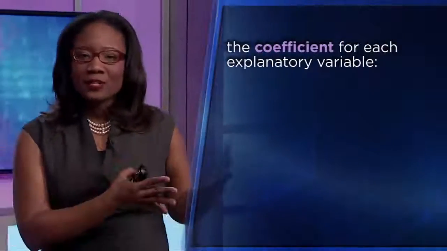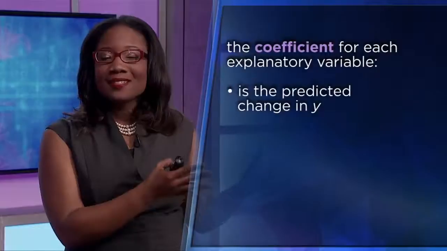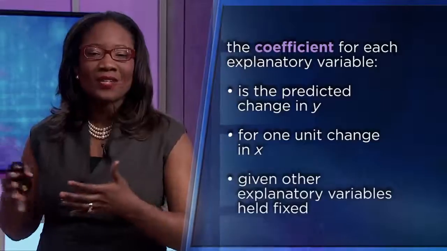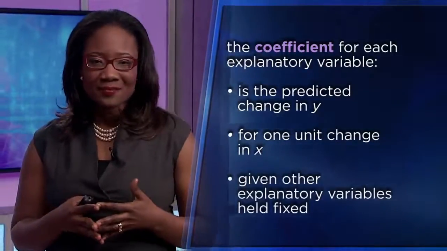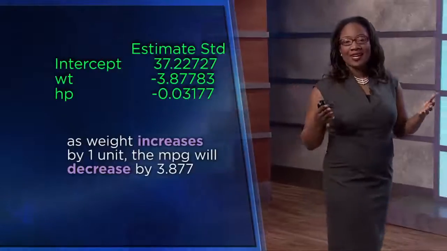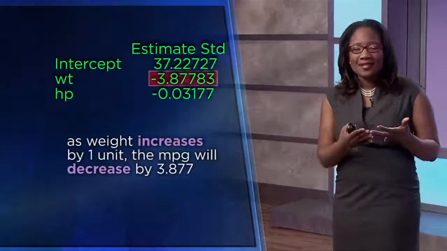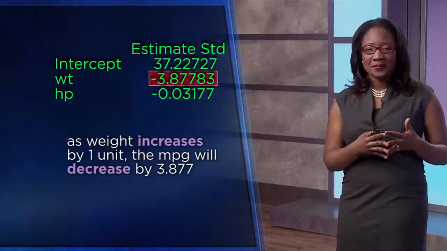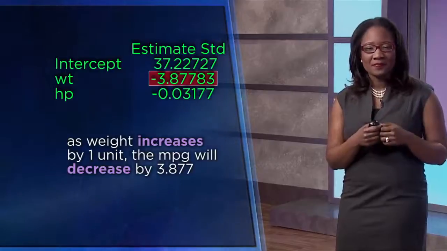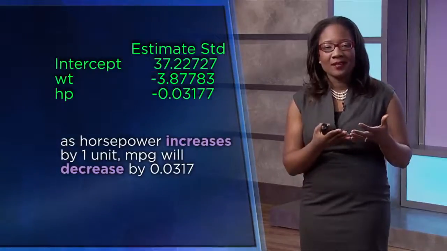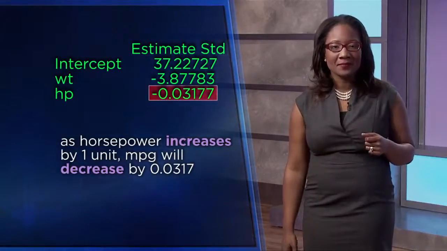Now, the coefficients for each of our explanatory variables. What do they do? The coefficient for each explanatory variable tells us the predicted change in y for a 1 unit change in x, given that we've held all the other explanatory variables fixed. So for example, as weight increases by 1, the miles per gallon are going to decrease by 3.877. So that's the estimate's coefficient. Likewise, as horsepower increases by 1 unit, miles per gallon will decrease by 0.0317.